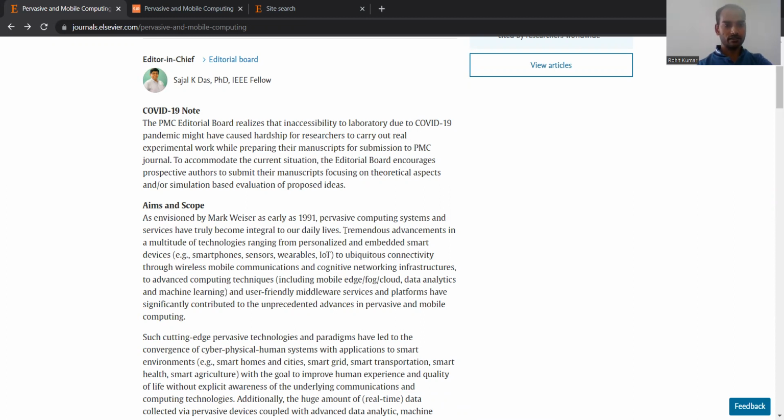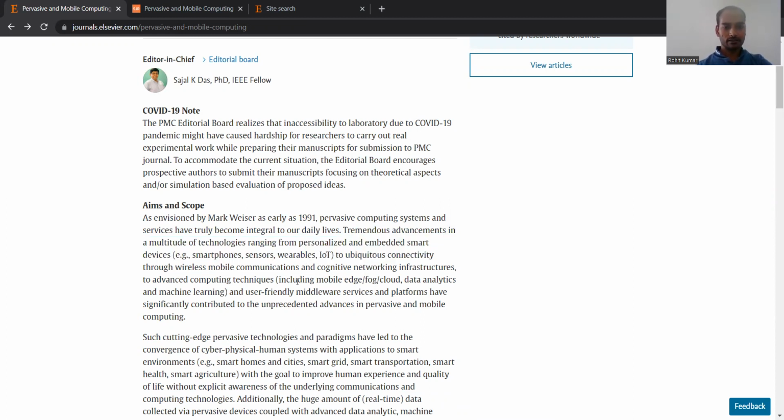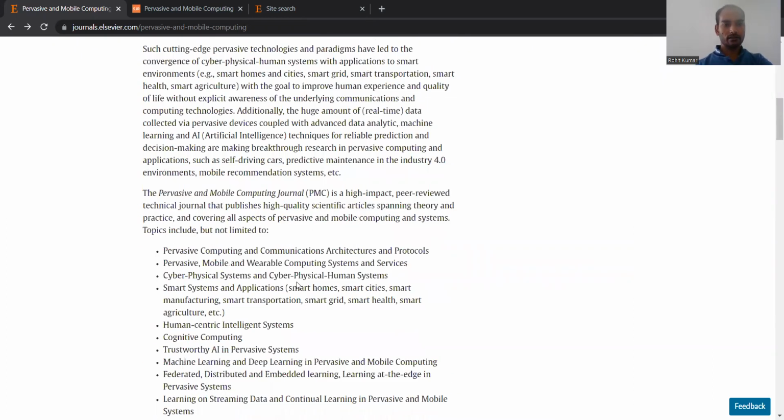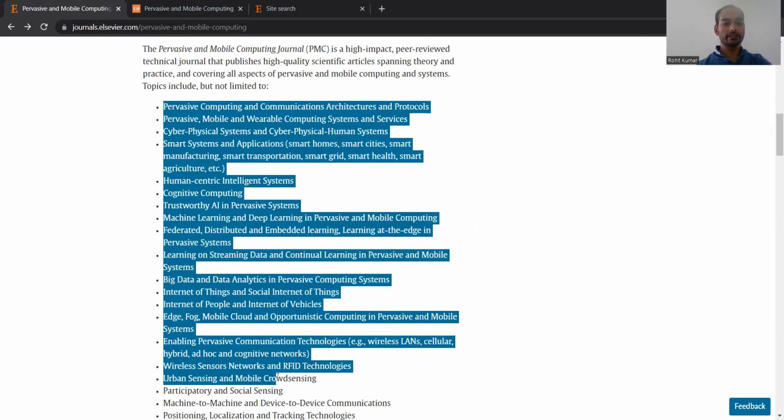They say there is tremendous development in a multitude of technologies ranging from personalized and embedded smart devices, including various sensors and mobile devices, etc. This is some basic theory, especially the key topics are listed down here. The key topics include these but are not limited to them, meaning other than these you can also work in some interdisciplinary or related areas.